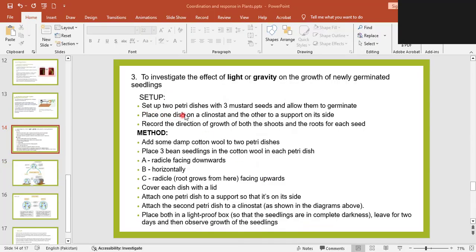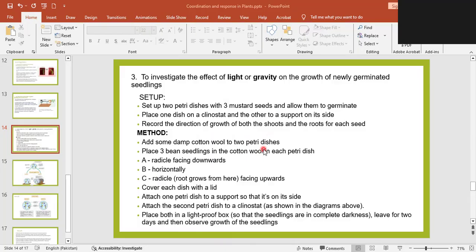Setup: set up two petri dishes with three mustard seeds and allow them to germinate. Place one dish on a clinostat and the other to rest on its side. Record the direction of growth of both shoot and root for each. Okay, this is the method. Add some damp cotton wool to two petri dishes. It means you have taken two petri dishes, right? You are studying the light and the gravity effect.